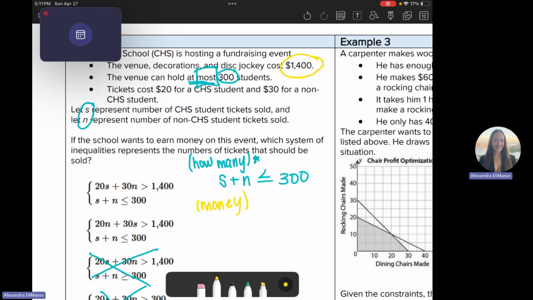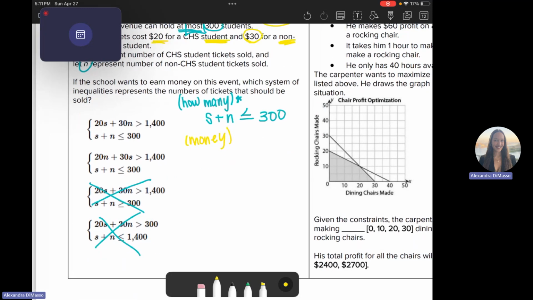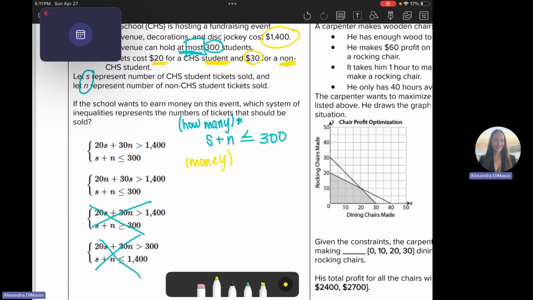So tickets cost $20 for a student, $30 for a non-student. So I'm going to come down here and write that as an inequality. So $20 for a student. So 20 per each student means, again, we're going to be multiplying. So for student, that is the S. So I've got 20 times S plus $30 for a non-student.